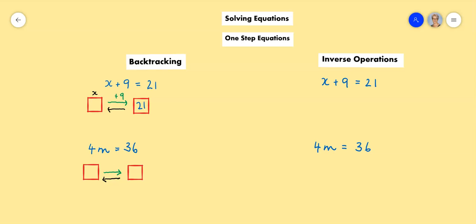So to work backwards to work out x, I have to do the opposite of plus 9. To undo plus 9, we're going to minus 9. So that's what we do here. 21 minus 9 gives me 12. So that is the solution to my equation. x is equal to 12.